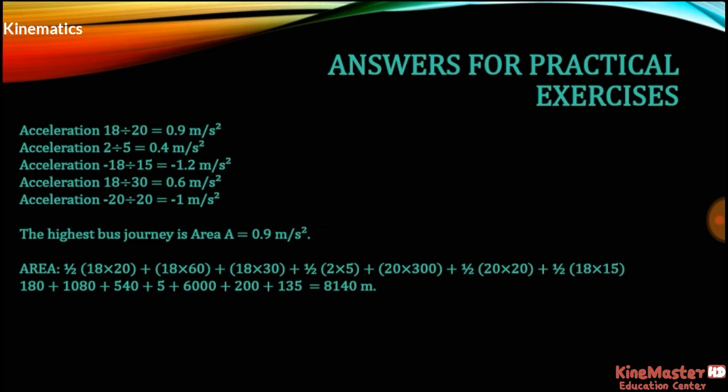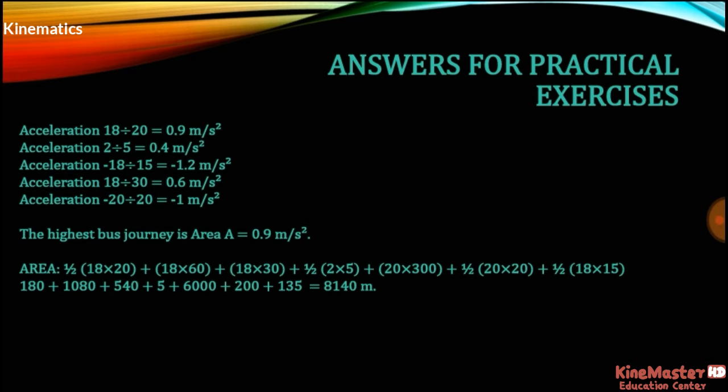Acceleration: minus 18 divided by 15, which is equal to minus 1.2 meters per second squared. Acceleration: 18 divided by 30, which is equal to 0.6 meters per second squared. Acceleration: minus 20 divided by 20, which is equal to minus 1 meter per second squared. The highest acceleration of the bus journey is in area A, which means 0.9 meters per second squared.